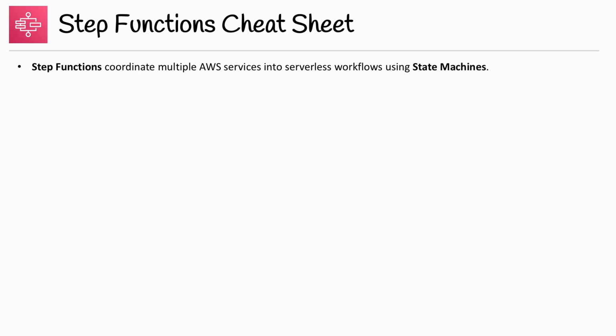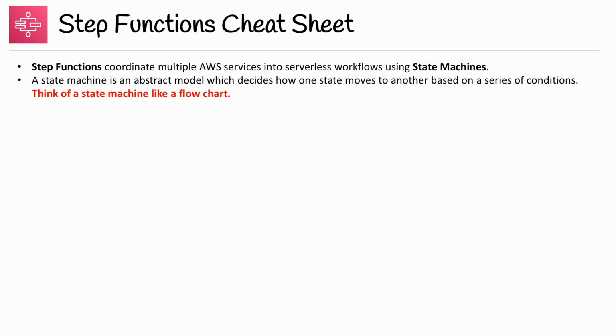So we are at the end of the Step Functions overview. So on to the Step Functions cheat sheet. Step Functions coordinate multiple AWS services into serverless workflows using state machines. A state machine is an abstract model which decides how one state moves to another based on a series of conditions. Think of state machines like a flow chart.